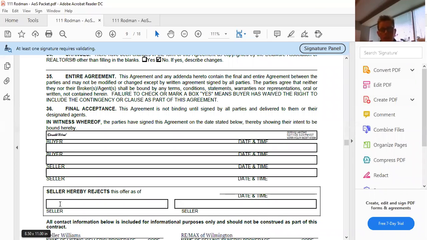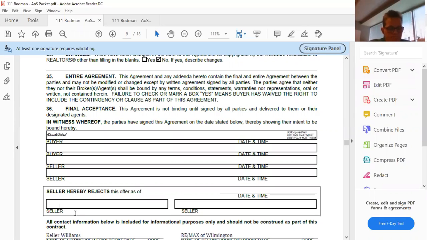Anytime we have a listing, especially if it's multiple offers, the seller signs the reject and we send this page to the buyer's agent, saying we presented your offer and this offer was rejected. Because Bean's 100% right. As a buyer's agent, having the seller sign this rejected area is the only way to fully ensure that your offer was presented to the seller.